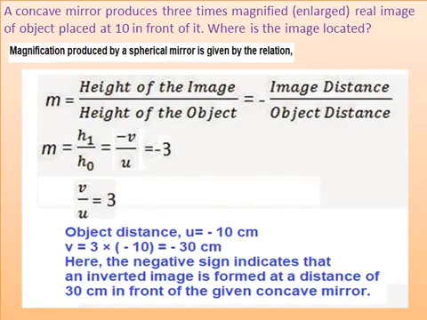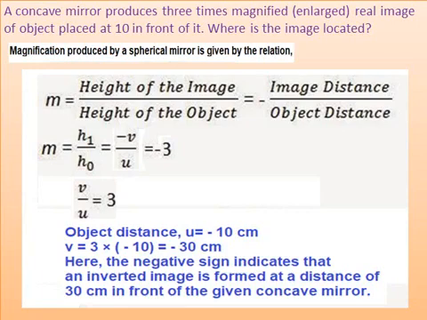Let's look into this problem now. A concave mirror produces a 3 times magnified, that is enlarged, real image of an object at 10 centimeter in front of it. Where is the image located? So what information can we collect from the problem? It's a concave mirror and the magnification is 3 times. M is equal to 3.